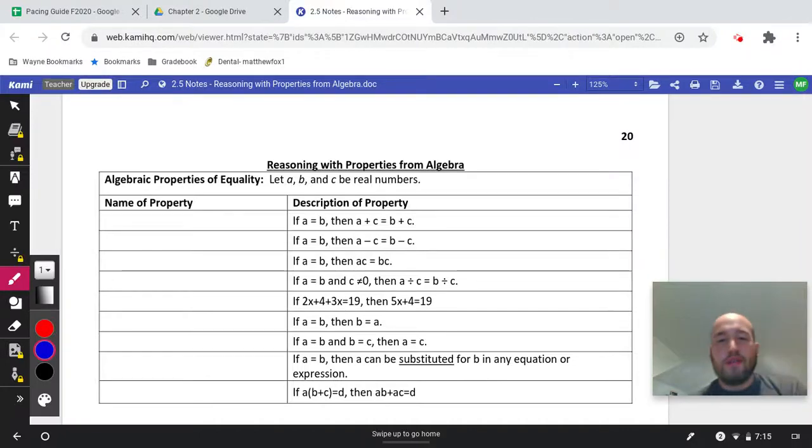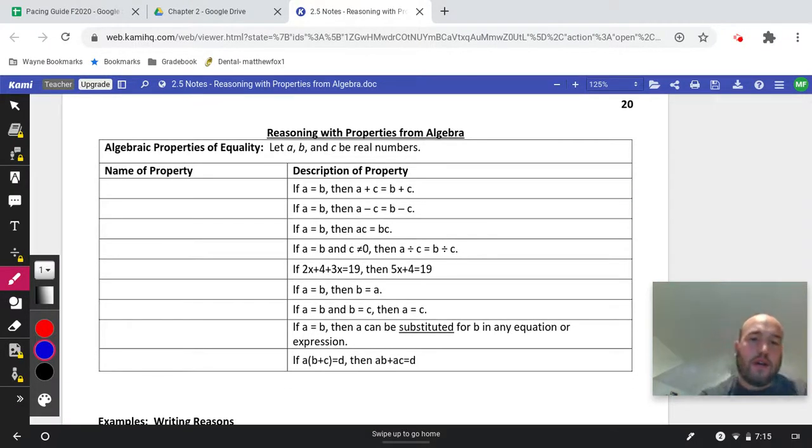Hey, good morning, geometry. And today we're going to take the concepts we've learned about our if-then statements, and we're going to apply them to some properties. And these properties will allow us to start our first proof. Now, proofs are something that are a big part of geometry class. You're having to prove why something is true, why you can do it.